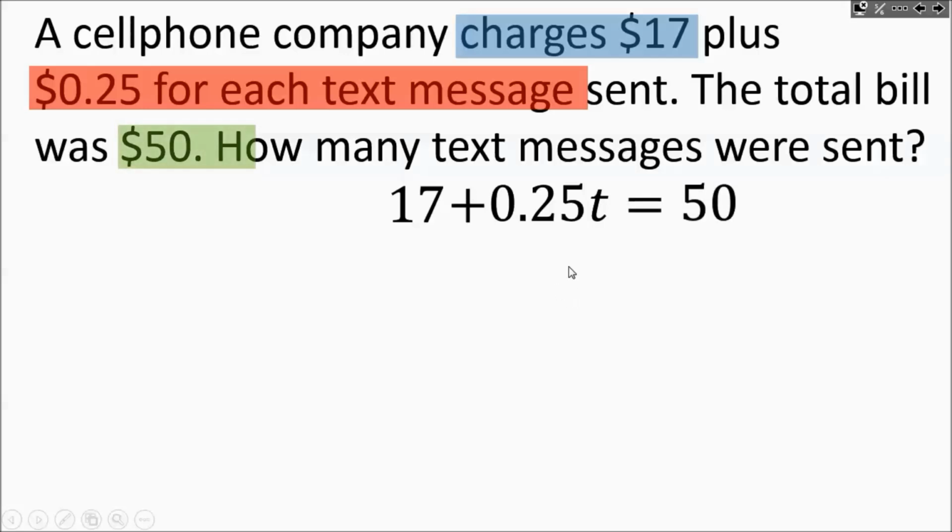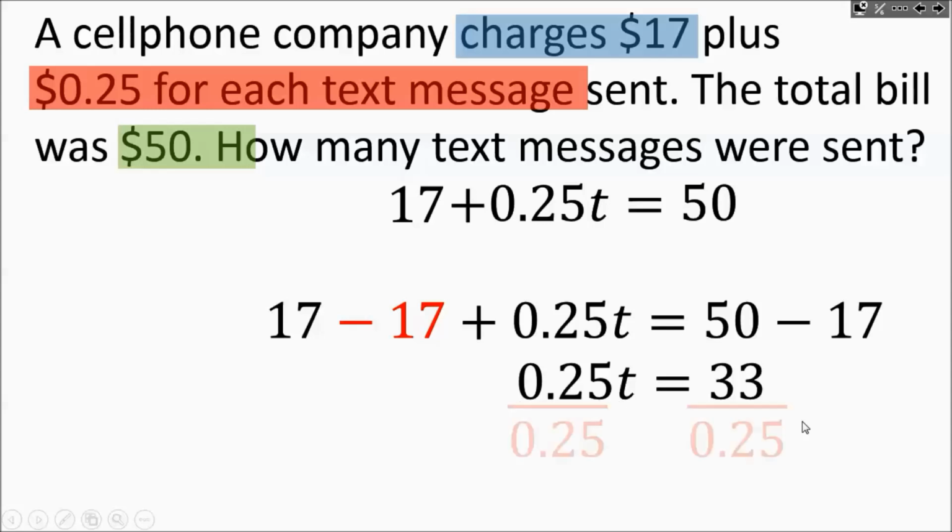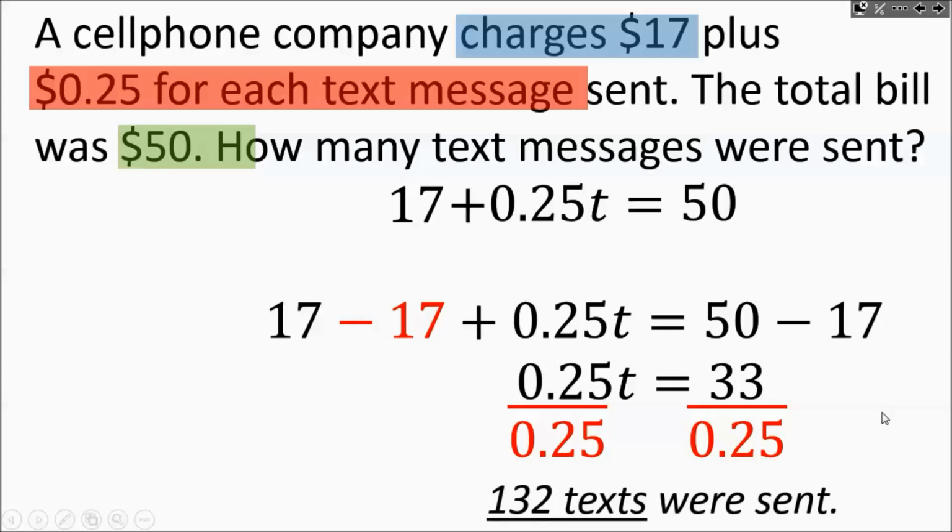So we're going to solve for t. We're going to subtract off the 17. And you get 33 over here. You're now going to divide by 25 cents. It's a little bit different just because we have a decimal as a coefficient. Still not a big deal. 132 texts were sent. 132. It's a lot of texts. Well, for some of you it's a lot of texts. I don't know. Anyways, moving on.